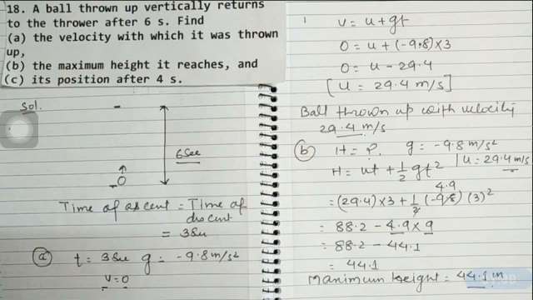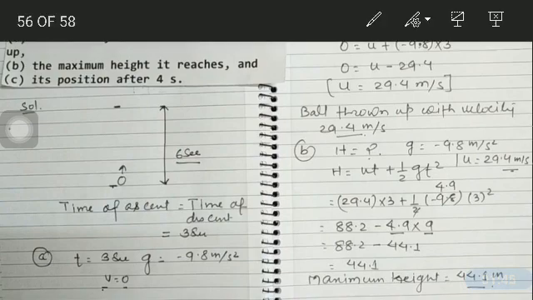So a ball is thrown vertically upwards and the total time is given. Since the total time is equal to the sum of time of ascent plus time of descent, individually the time of ascent and time of descent will be 3 seconds. So time is 3 seconds now.